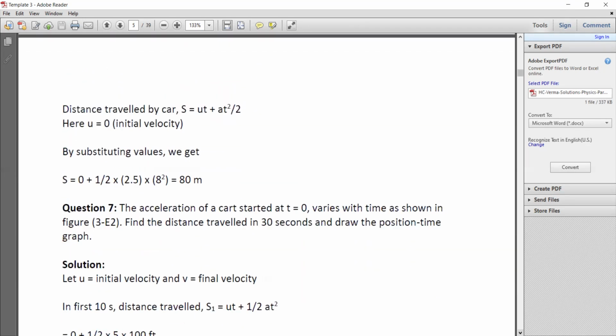The distance traveled by the car, s, can be found using the equation of motion. s equals ut plus 0.5 at squared, where u is the initial velocity, a is the acceleration, and t is the time. In this case, the initial velocity u is 0. Substituting the known values into the equation gives s equals 0 plus 0.5 by 2.5 meters per square second times 8 s squared equals 80 m. So, the car travels 80 m in 8 seconds with an average acceleration of 2.5 meters per square second.